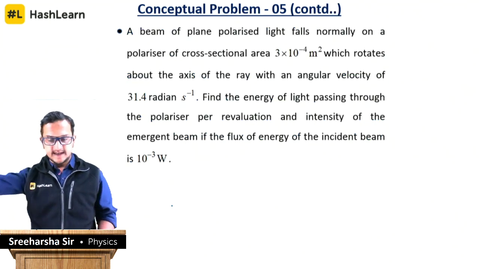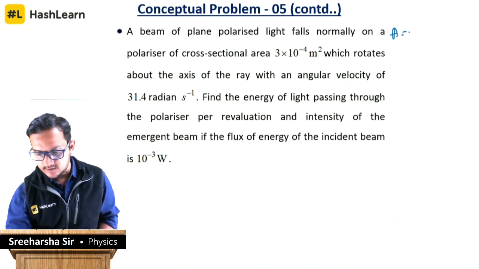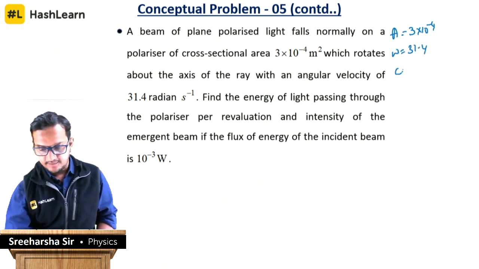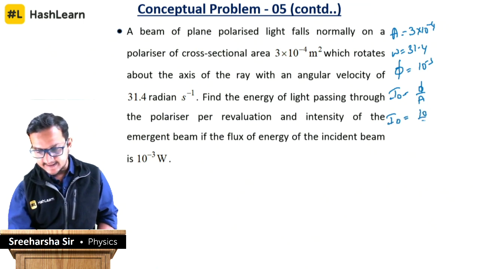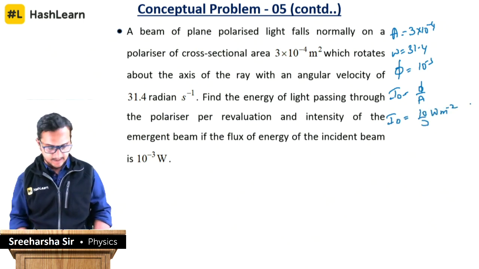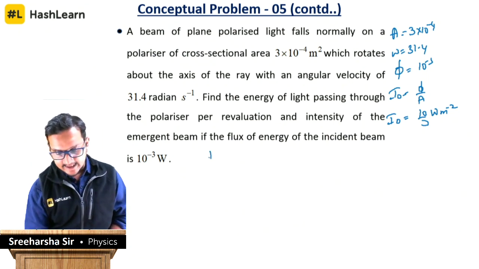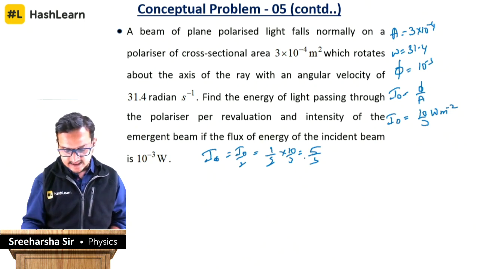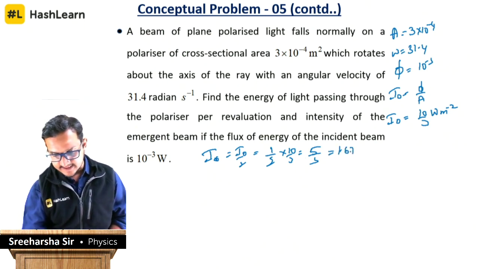So now the given data over here is area equals 3 into 10 power minus 4, omega equals 31.4, and flux equals 10 power minus 3. So I naught will be flux upon area. So I naught is 10 by 3 watt per meter square. Now the energy transmitted I is equal to I naught by 2, which is half into 10 by 3, which is equal to 5 by 3. So the energy transmitted is 5 by 3, which is equal to 1.67.